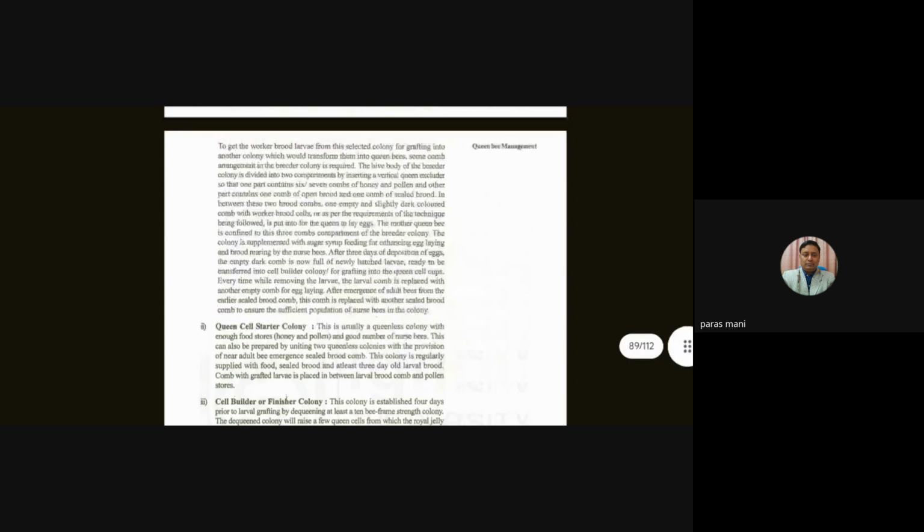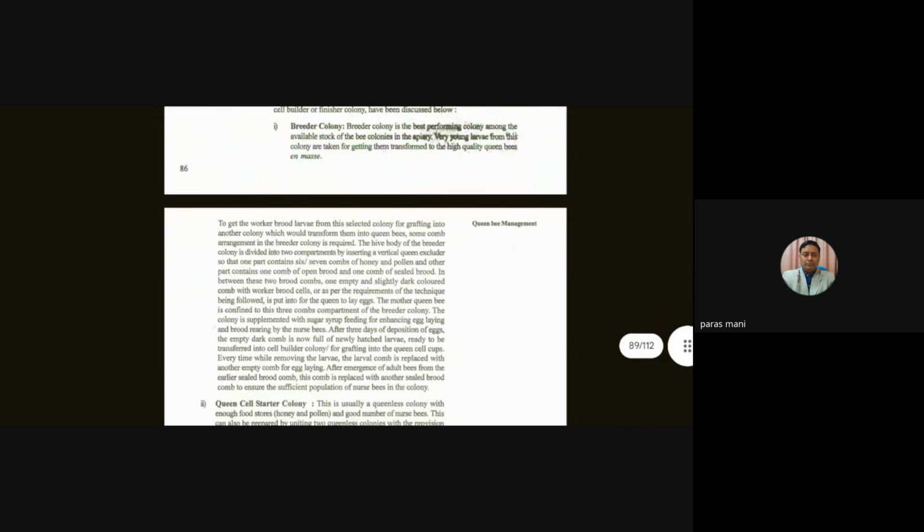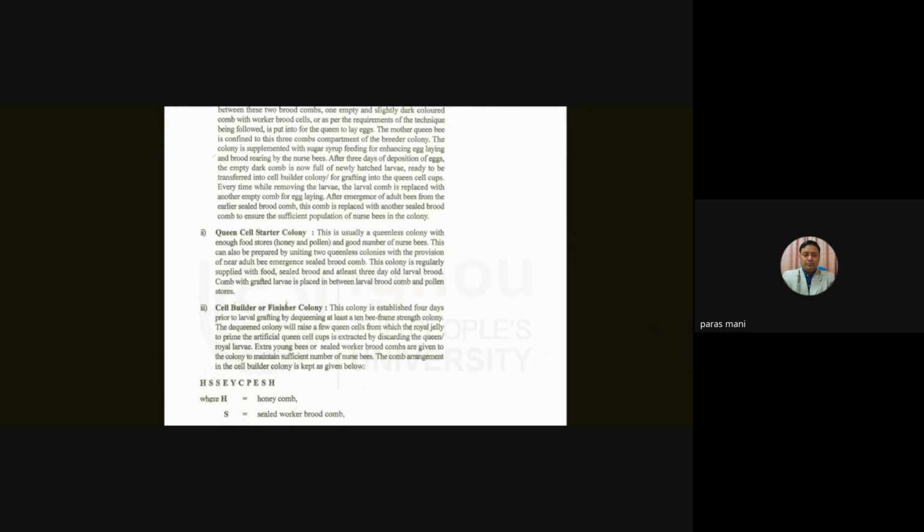Here we know that the breeder colony is the one from which we select egg or larva for developing into a queen bee. Then that will be transferred to the queen cell starter colony, that is a queenless colony with a large number of nurse bees, where the queen bees are fed by nurse bees and developed.